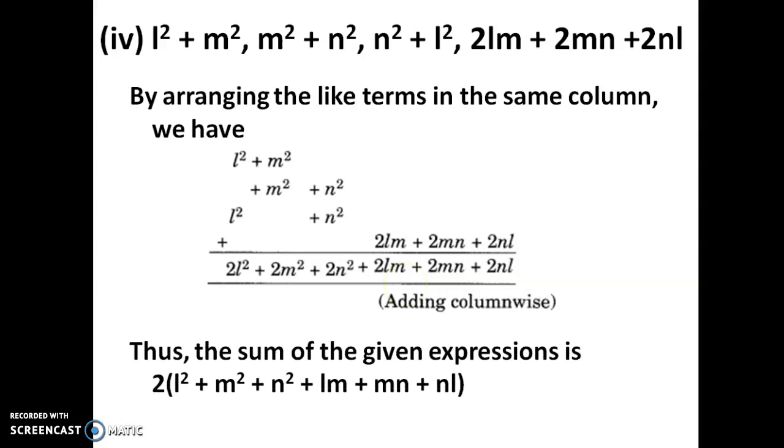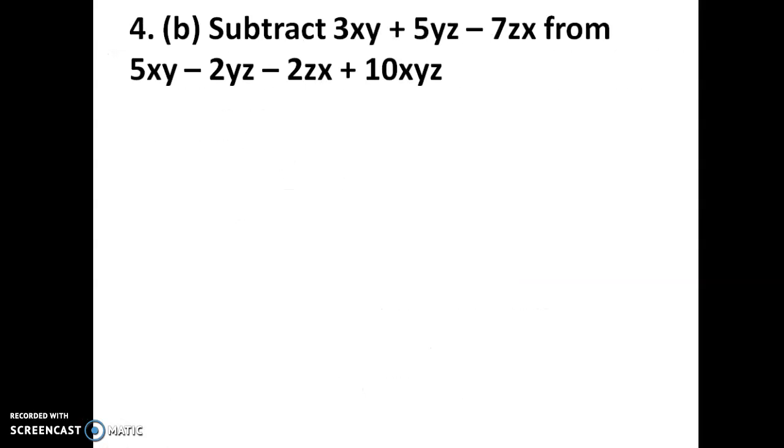That's the solution. Then after that we can take out common. We can see that all the terms are having 2. So 2 can be taken out as common outside, okay. So it can be written as 2 into L square plus m square plus n square plus Lm plus mn plus nl, okay. All are having 2. So the 2 can be taken as common outside the bracket.